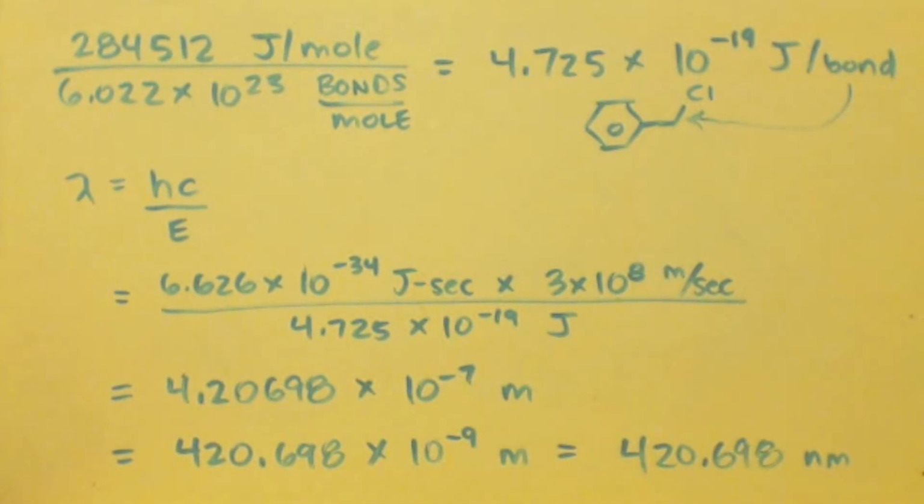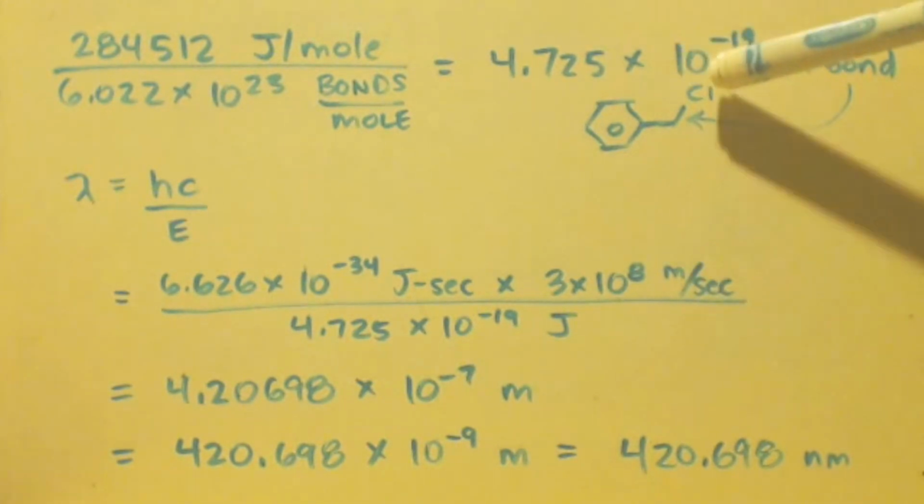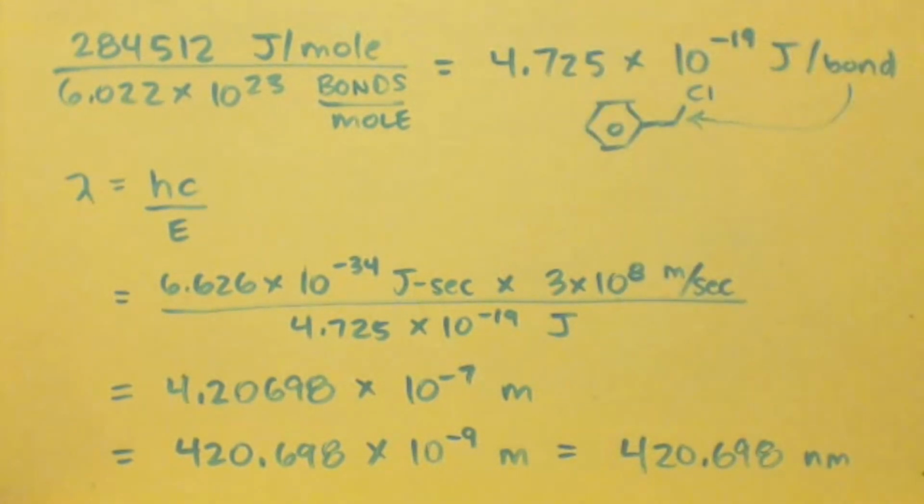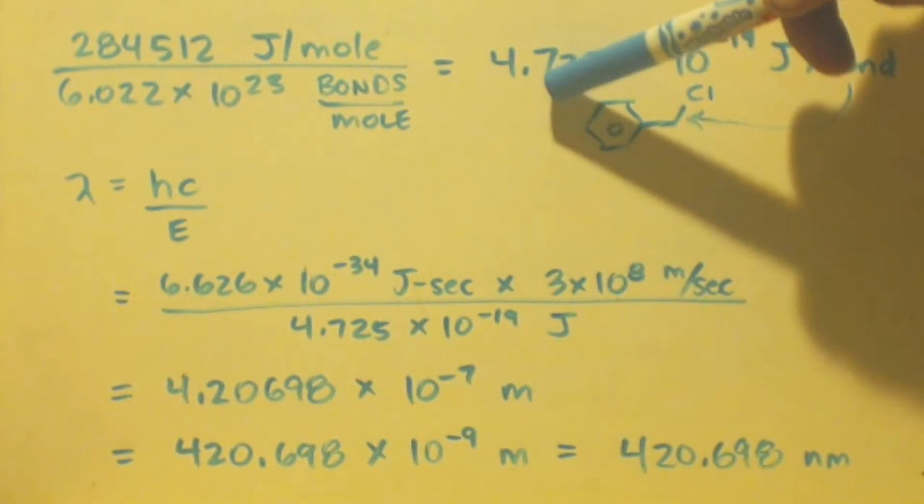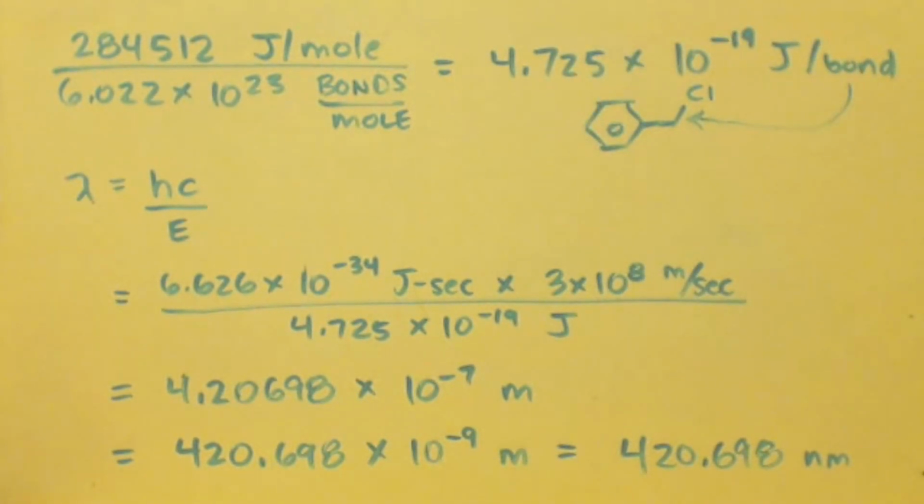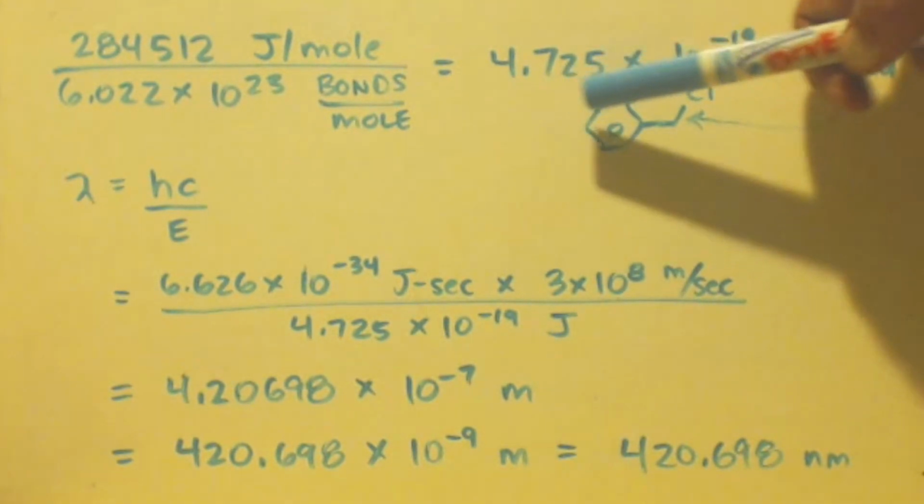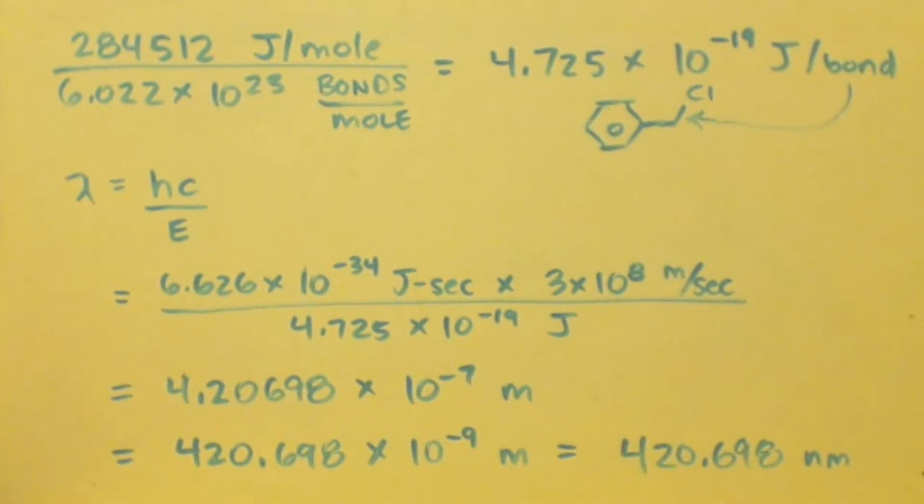4.725 times 10 to the negative 19 joules per bond. That means if I have a photon that has this much energy or more, it will break that benzyl carbon-chlorine bond, right? Now, what was 400 nanometers? How much energy was it? It was 4.96, times 10 to the negative 19. 4.96 is bigger than this, only slightly. 4.96, 4.725, they're almost the same number, but it is higher, okay?